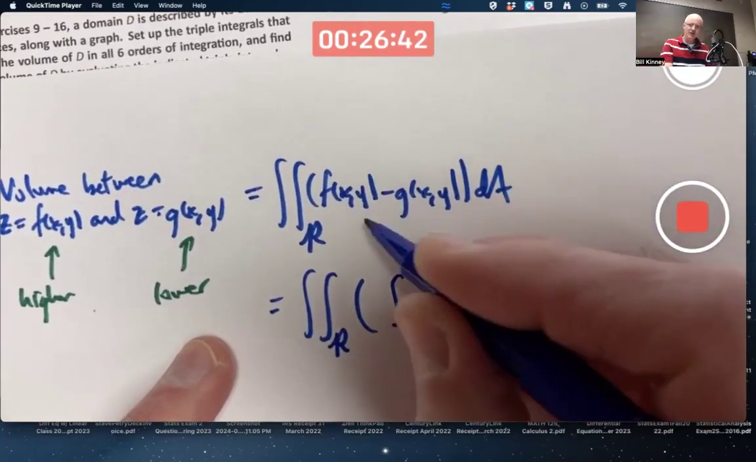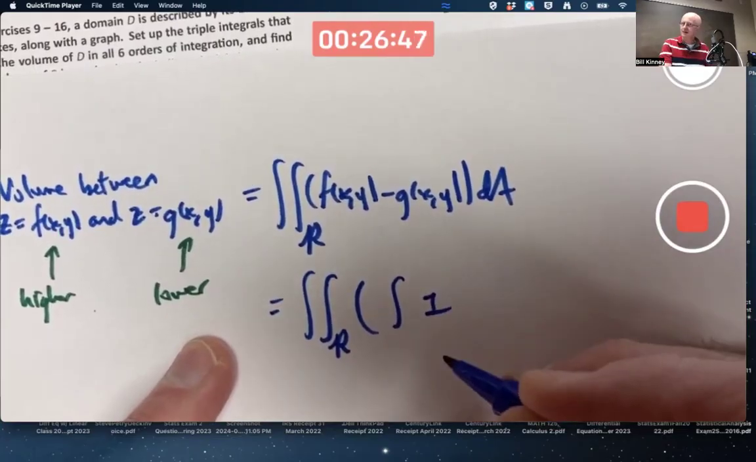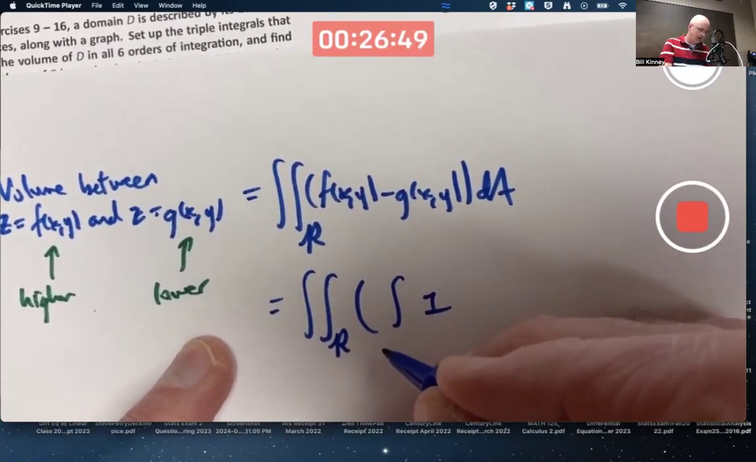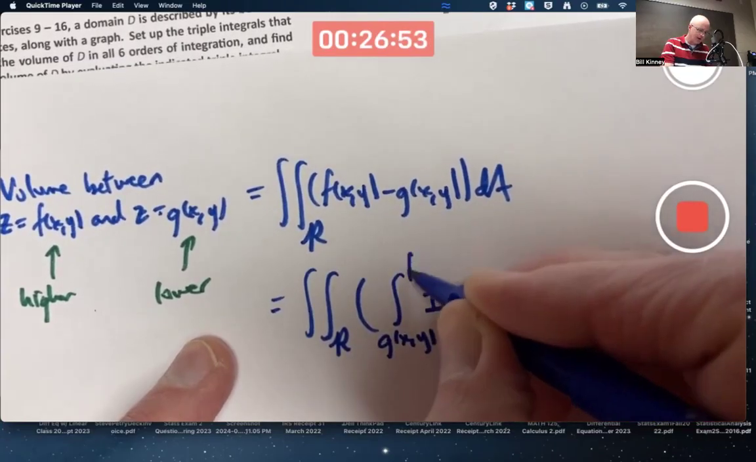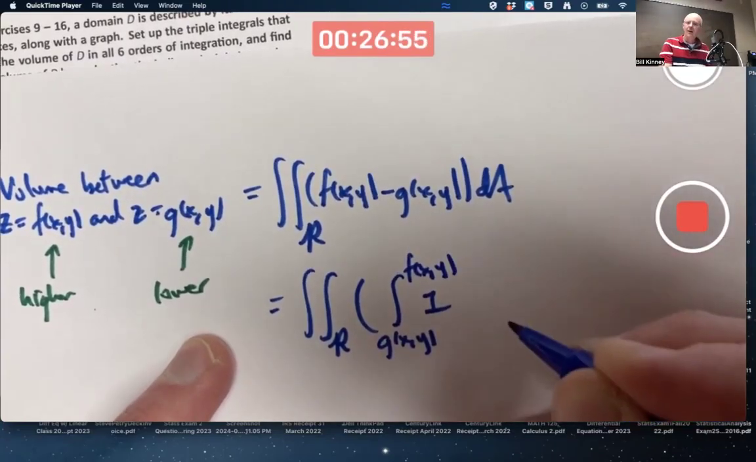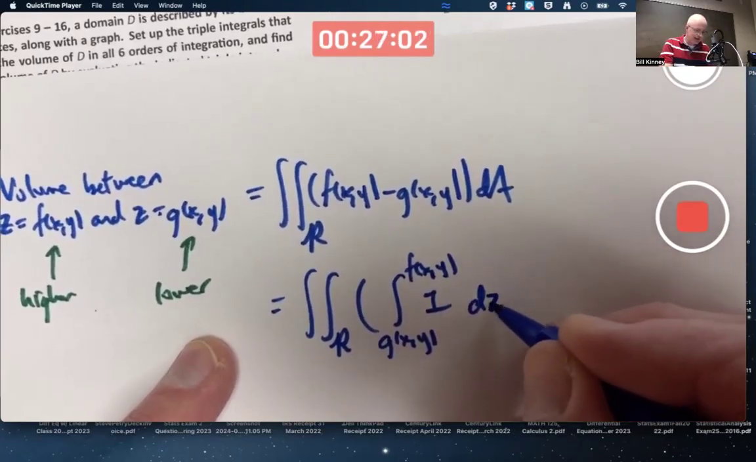Think of that inner difference there as being the integral of 1 from a lower limit of g of xy to an upper limit of f of xy. 1 is being integrated with respect to what? The other variable, z.